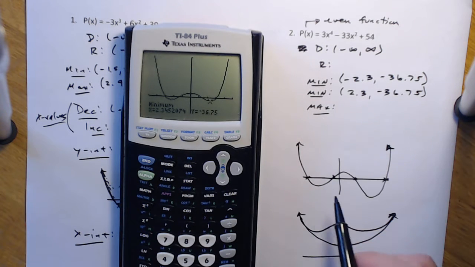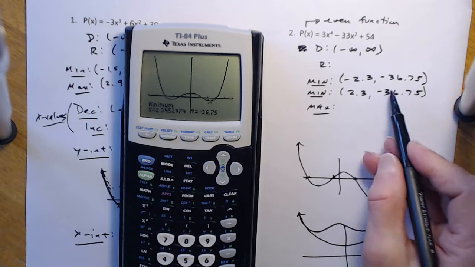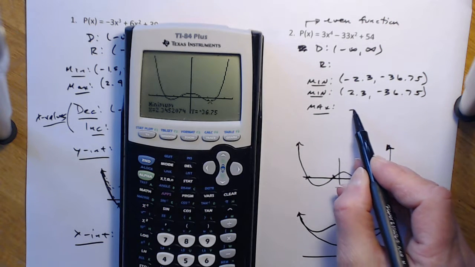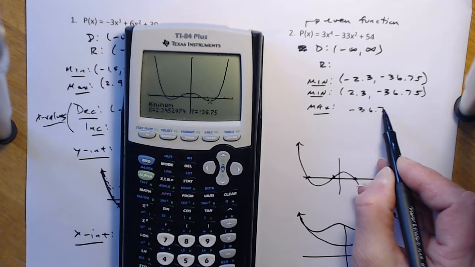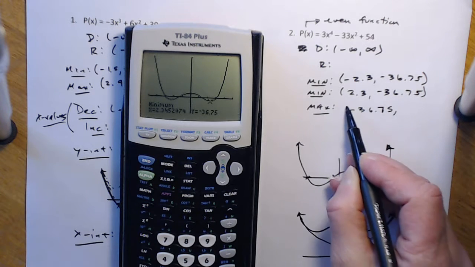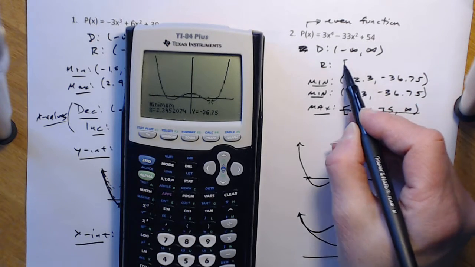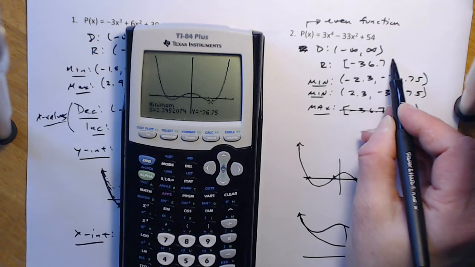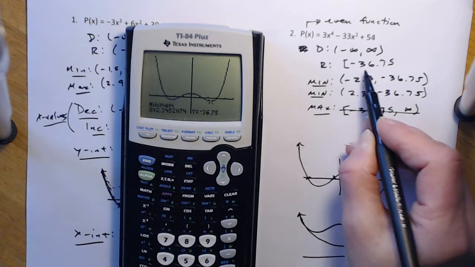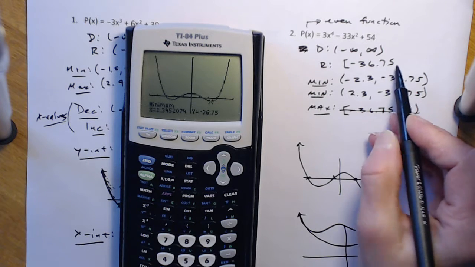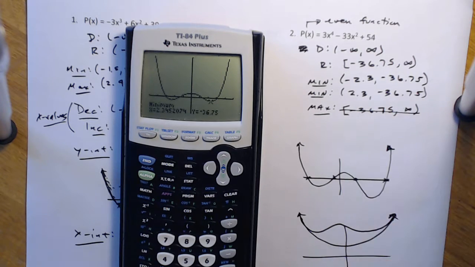Okay, but this tells me my range, so I now know in my picture the lowest I go is negative 36.75. I hit that and then I go up. Whoop, sorry, that should be up here. That's my range. The lowest the y value, remember we range our y values, the lowest, the minimum was negative 36.75, and then I go up to infinity.